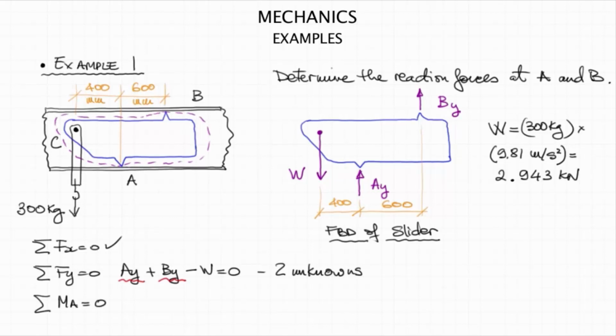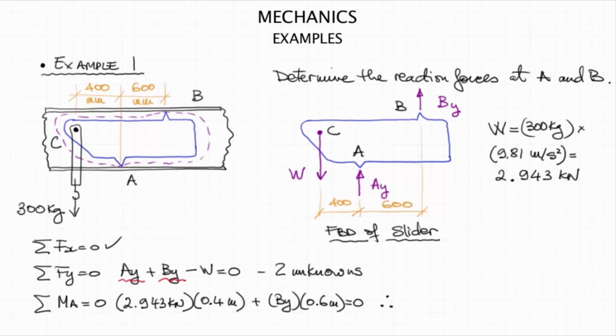But we can write the third equation by summing the moments about, say, point A. And by doing so, we will eliminate Ay, because Ay goes through point A. So that's the big benefit of moment equations. We have eliminated one of the two unknowns, and the resulting equation will contain only one unknown, and that would be By. As I said, moment equations are your best friend.